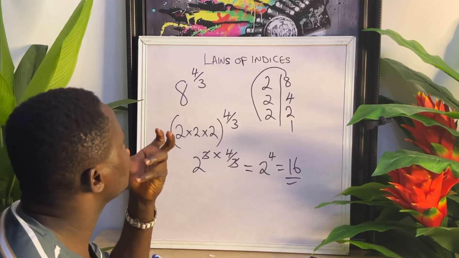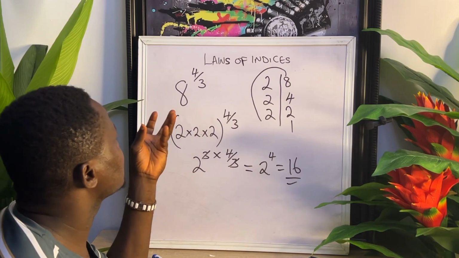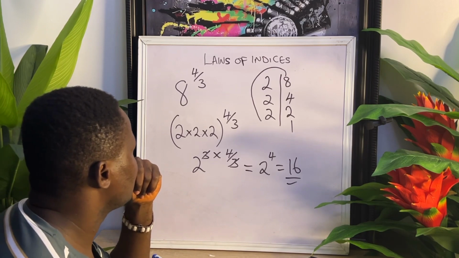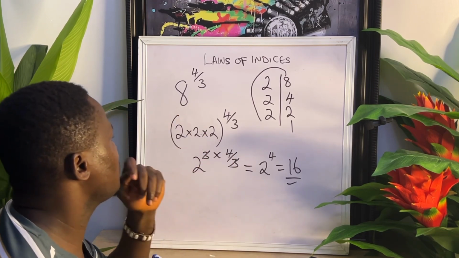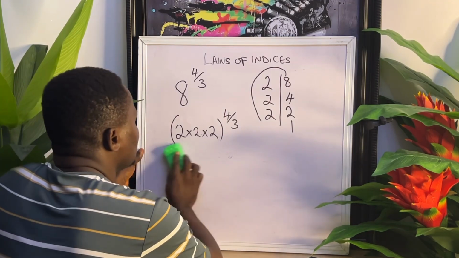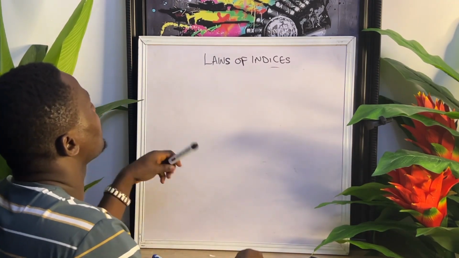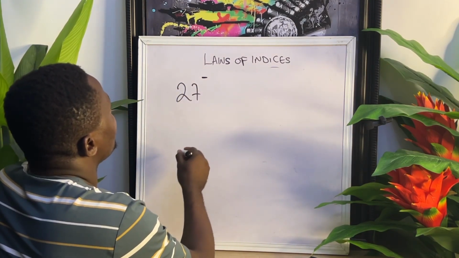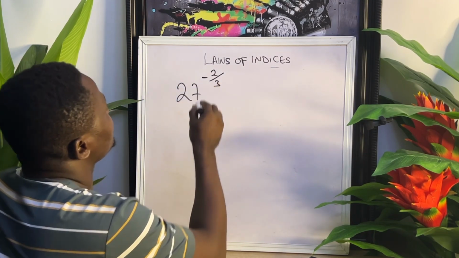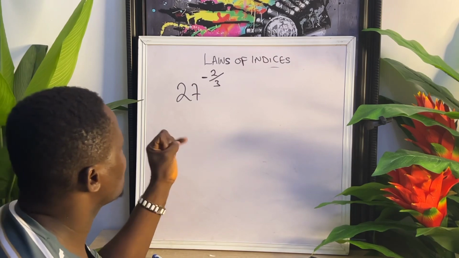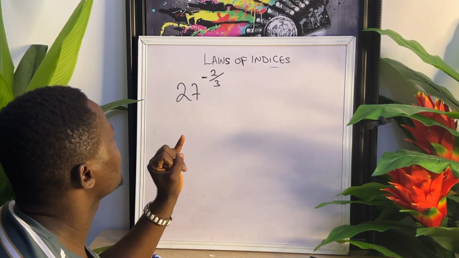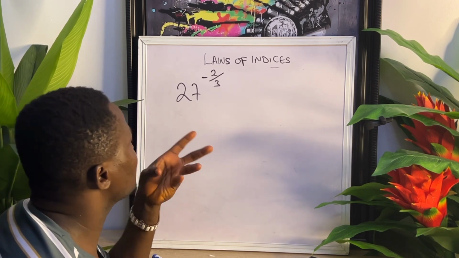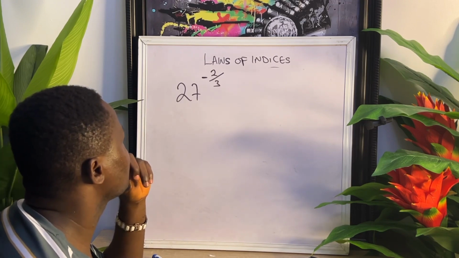However, there is still another law that combines the negative power law and the fractional power law together. And it is called negative fractional power law. Take a look at this question. 27 raised to power minus 2 over 3. This involves 1. Negative power, 2. Fractional power. So the knowledge on both can be adopted to solve this very question.